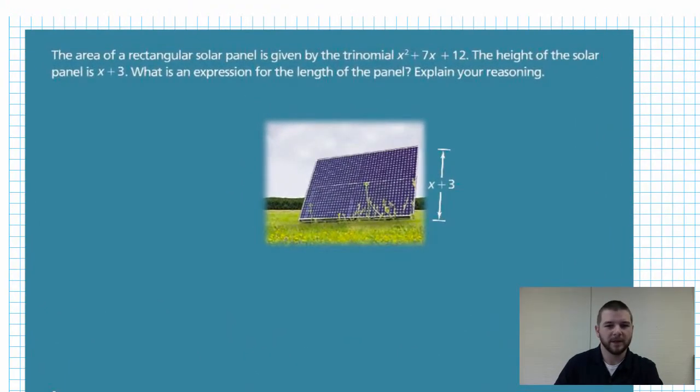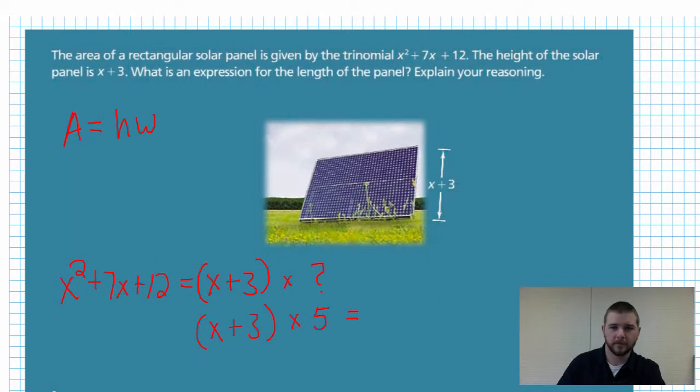Here's a good real-life problem to get us started thinking in this way. It says the area of a rectangular solar panel is given by the trinomial x squared plus 7x plus 12. The height of the solar panel is x plus 3. What is an expression for the length of the solar panel? And explain your reasoning. So first we should recall the area of a rectangle. In this case, since the rectangle is standing upright, we can think of those as being height times width.